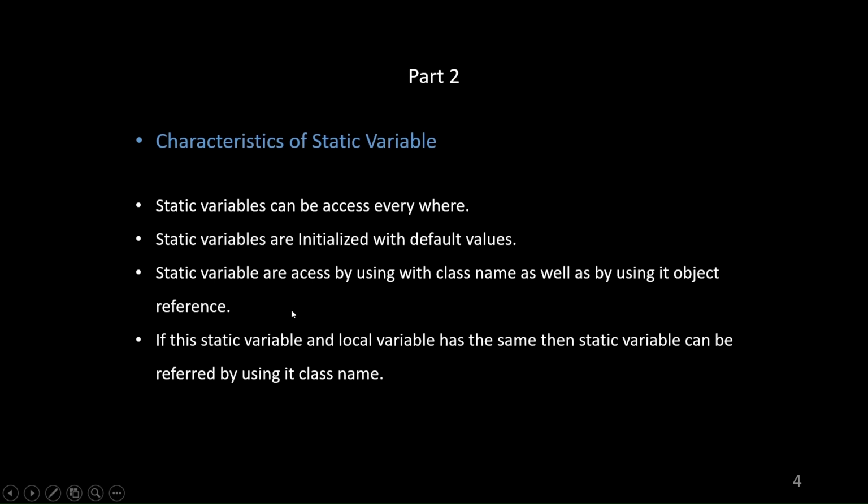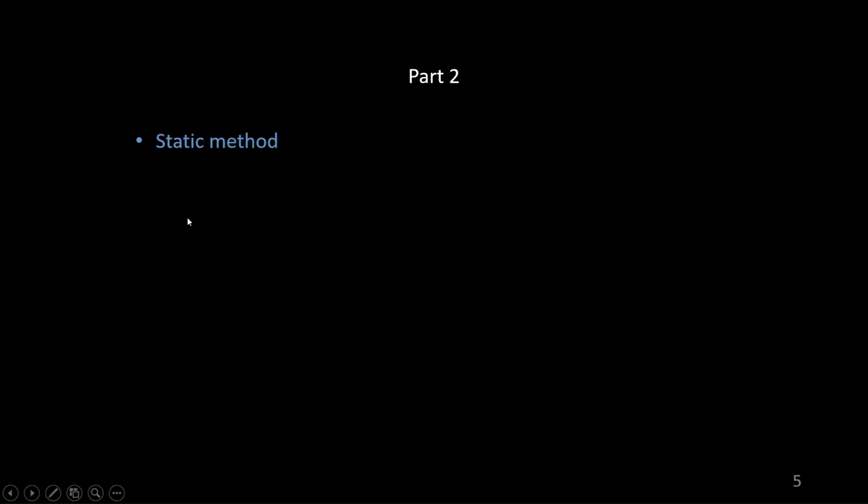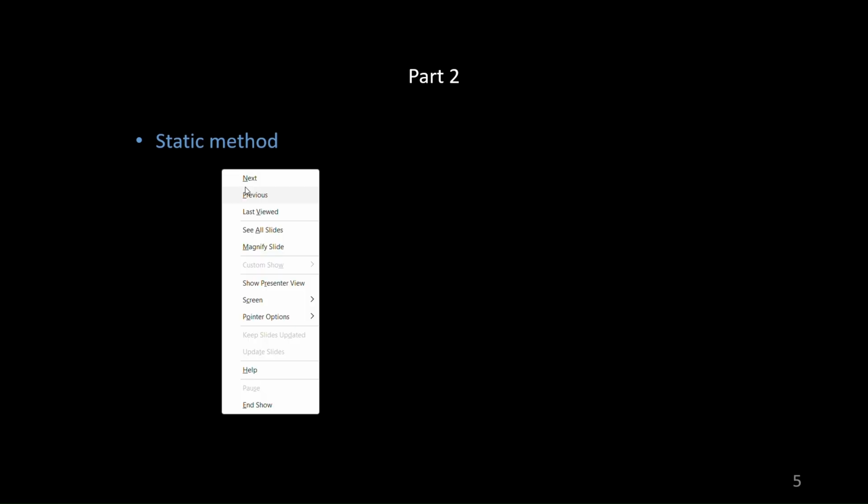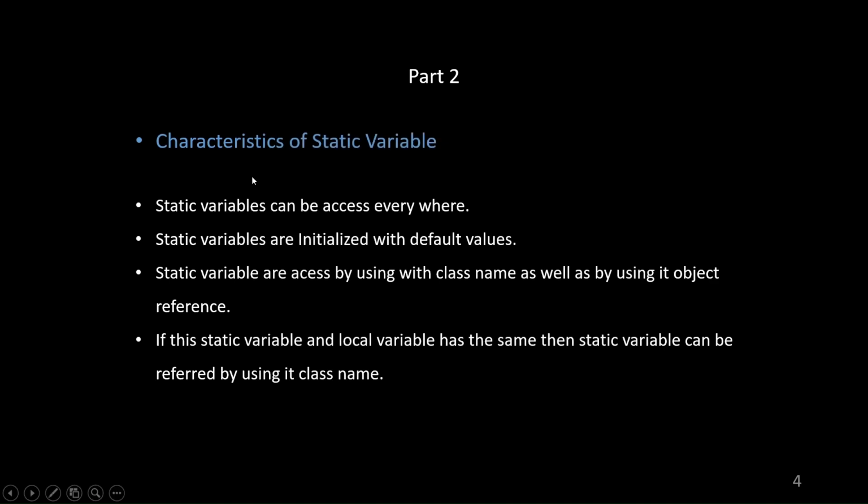The next one is, if the static variable and a local variable have the same name, then the static variable can be referred to by using its class name. So now you know the priority of static variables. So let's go to Eclipse to understand the variables and method.